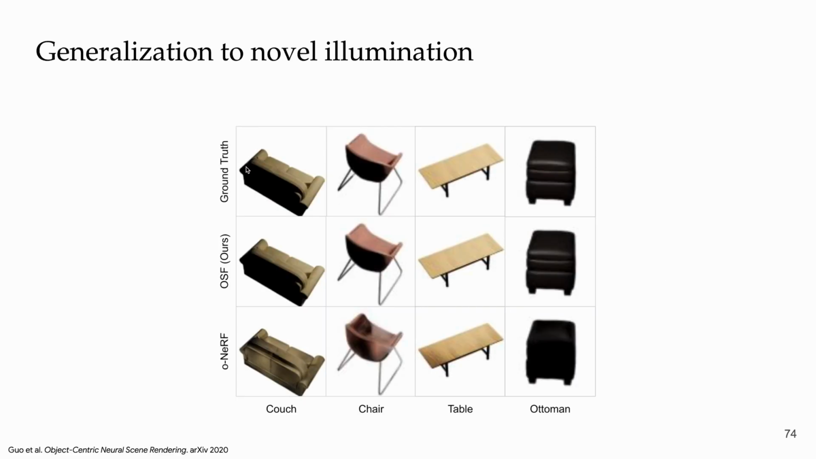Cool, so now we'll go more into the results. First I want to show results on a single object, and how it's able to generalize to novel illumination. The first row here is the ground truth, the second row is our method, and the third row is a variant of NeRF. As you can see, our model is able to match the ground truth well, whereas NeRF has trouble getting the appearances, the specularities of the Ottoman. It's showing weird shadows on these objects, and that's because it's not dependent on the incoming light direction.